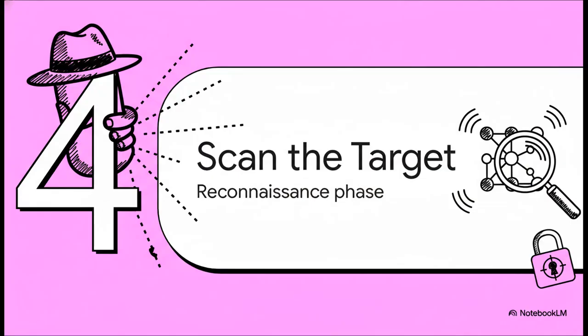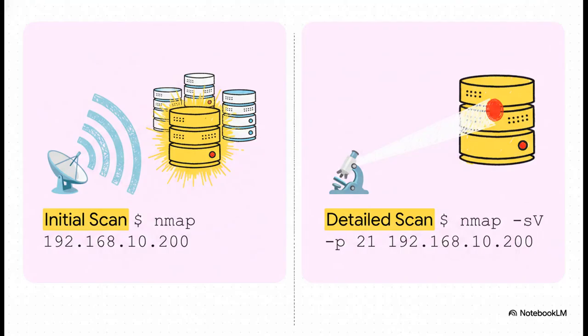Okay, with our lab running, it's time to put on our ethical hacker hat. The very first step in any pen test is reconnaissance, gathering intel about our target. So let's start scanning. We're going to use a classic tool called Nmap. The first command on the left is a wide scan. It's like walking down a street and just checking which houses have their lights on. But the second command is way more detailed. We're focusing on one specific house, port 21, and we're asking, hey, who are you and what software version are you running? That version info, that's the crucial clue we need.